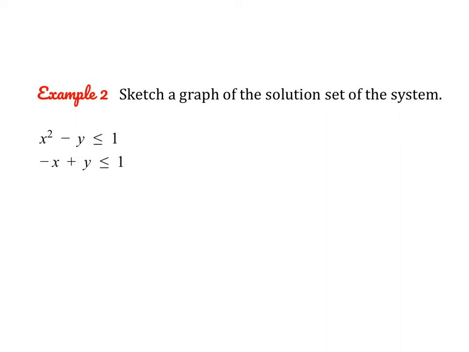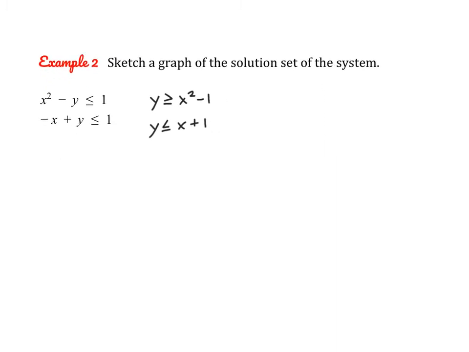Now we have a quadratic equation to graph. So I'm going to rewrite that one again, as y is greater than or equal to x squared minus 1. And I'm going to rewrite this one also into slope-intercept form. So I can see that my first equation is going to be a parabola, and once again, I'm going to graph this one in blue, and this one in red.